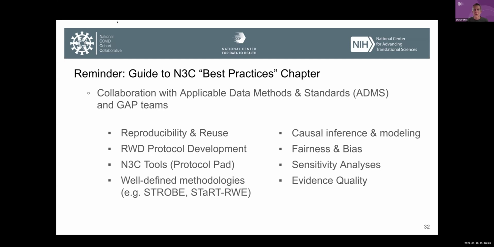Discussions about causal inference and modeling, which is super important, whether you're doing traditional statistics where you have p-values at play, or if you're doing even unsupervised machine learning techniques. The way that causality works definitely has a big impact in terms of your data analysis. This chapter also talks about fairness and bias, techniques for sensitivity analyses, and different categorizations for evidence quality. So that's another good algorithmic practice chapter in the Guide to N3C.